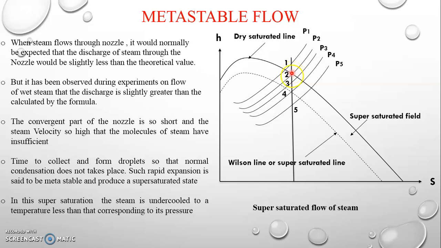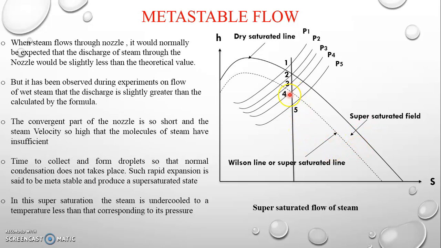Theoretically, when the steam goes into the wet region at point 2, condensation will start. But this is not possible because the convergent nozzle portion is very small, and the pressure drops very fast, in about 0.01 second. That's why the steam remains superheated and the condensation process does not start. This area is the supersaturated field.